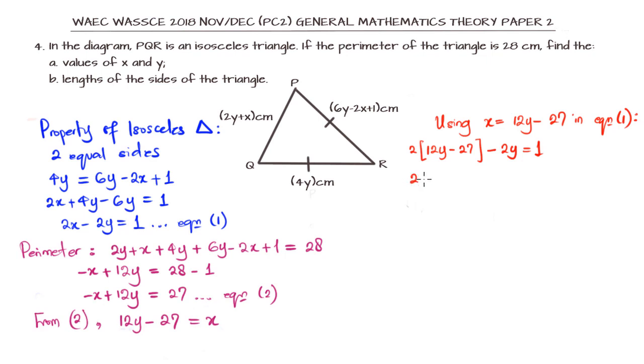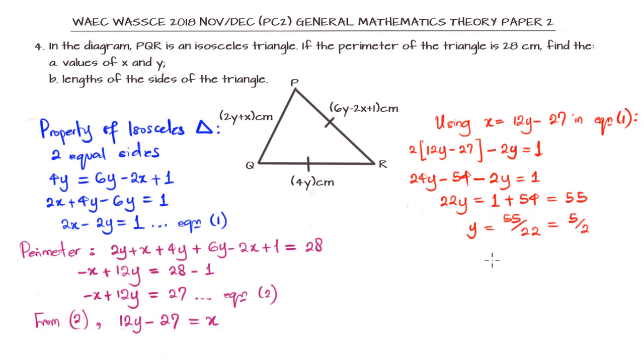So 2 times 12y will be 24y, minus 2 times 27 is 54. Then we have this other minus 2y is equal to 1. 24y minus 2y is 22y equals 1. When 54 moves to the other side, it becomes plus 54, which is 55. So y will give us 55 over 22, and 11 can go into both. We have y is 5 over 2.